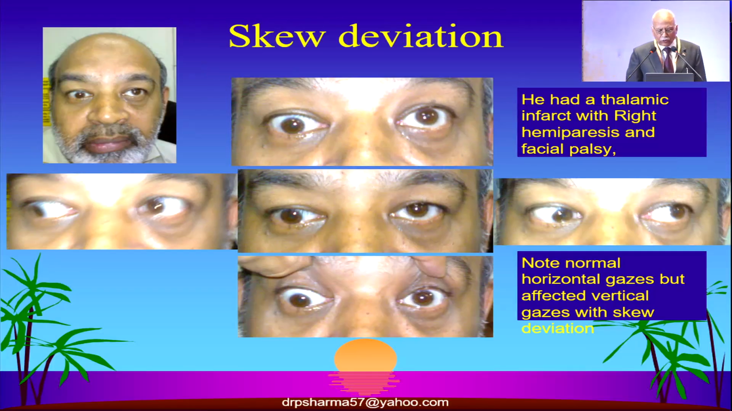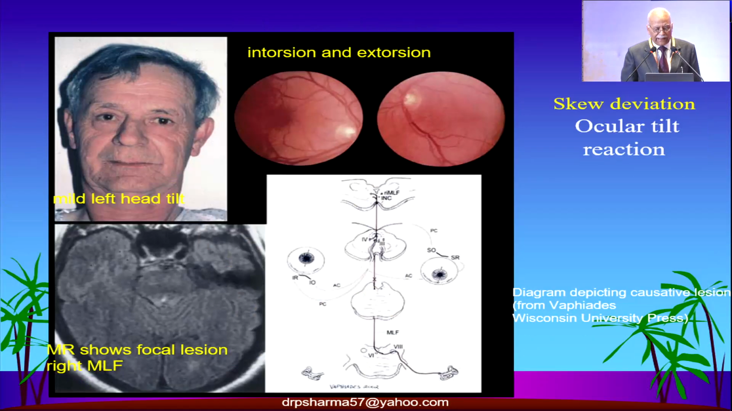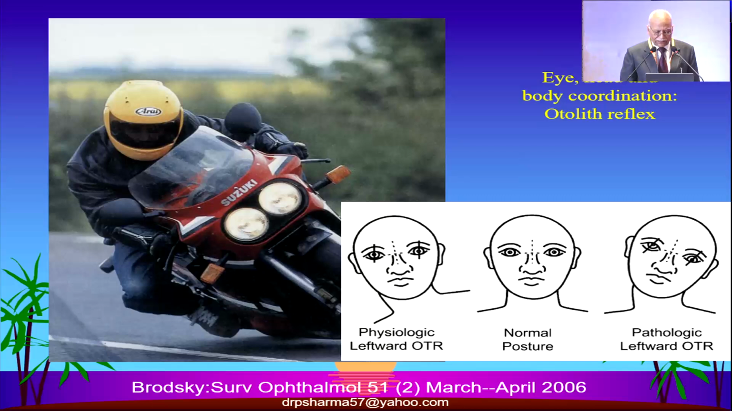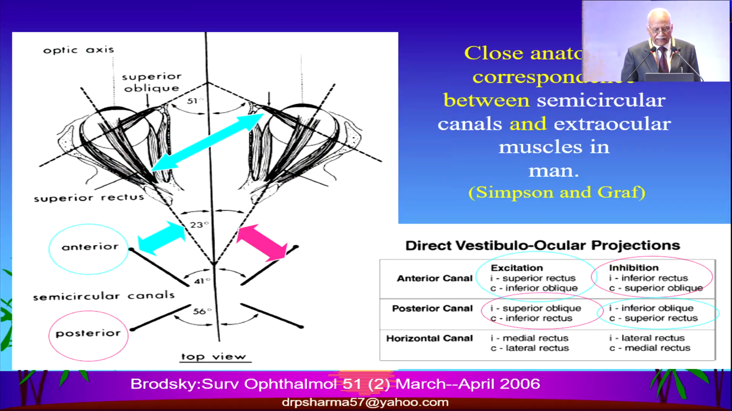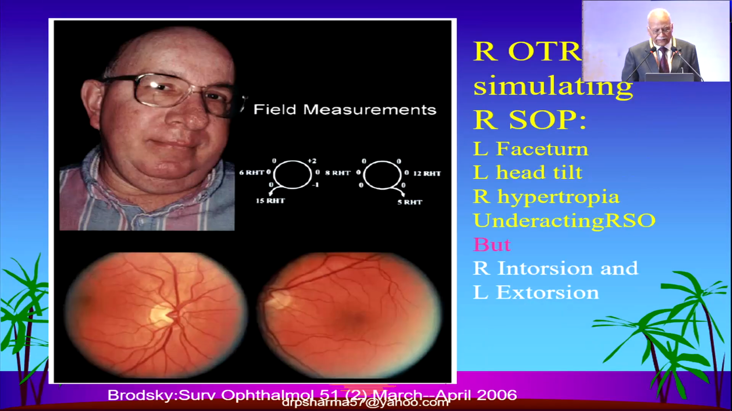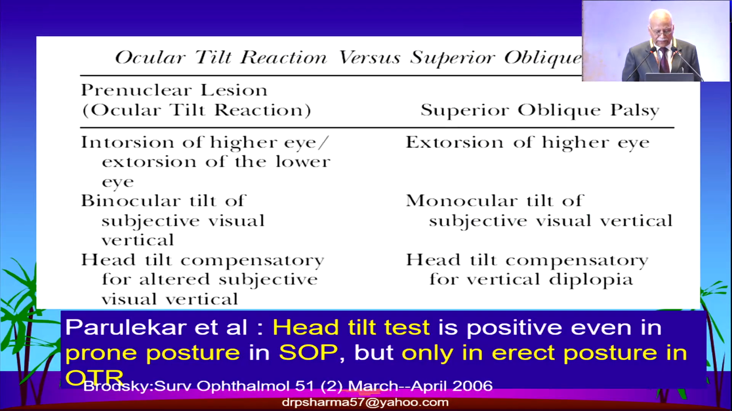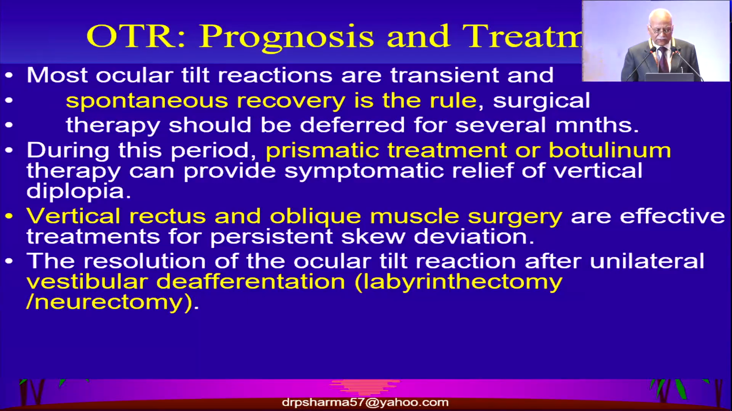And finally, the skew deviations, which is another aspect of the eye movements which are affected because of the vestibulo-ocular reflex going wrong. And here you may find that in these cases, there may be a pathologic OTR or ocular tilt reaction. So these are rarely seen by you unless you have a good practice. So these can be managed specifically as per requirement.